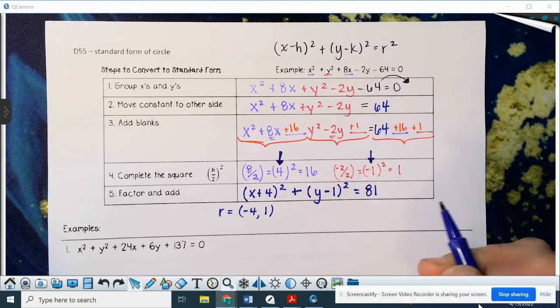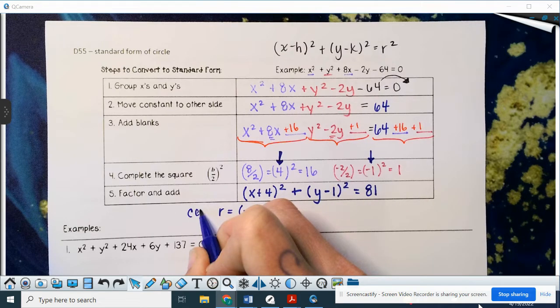I'm sorry, that's the center. Look at me getting excited. Center is negative 4, 1.